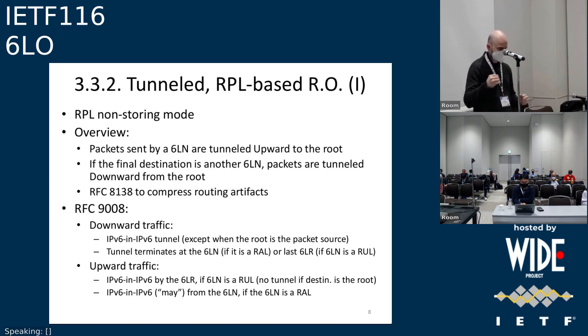For upward traffic, there would be IPv6 in IPv6 also initiated by the first 6LR if the 6LN is routing unaware. And in theory, the tunnel is a may from the 6LN if the 6LN is routing aware. Next, please.